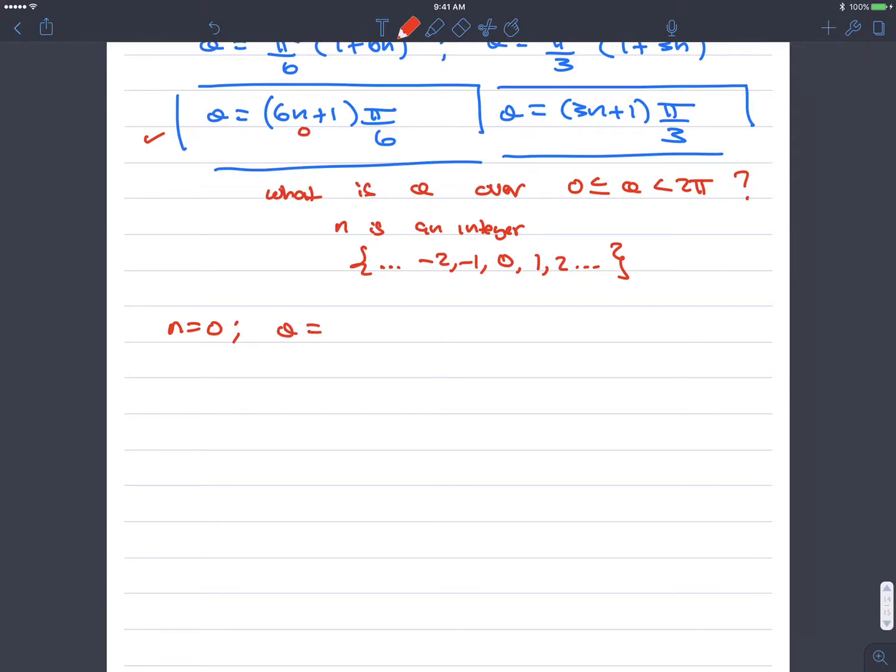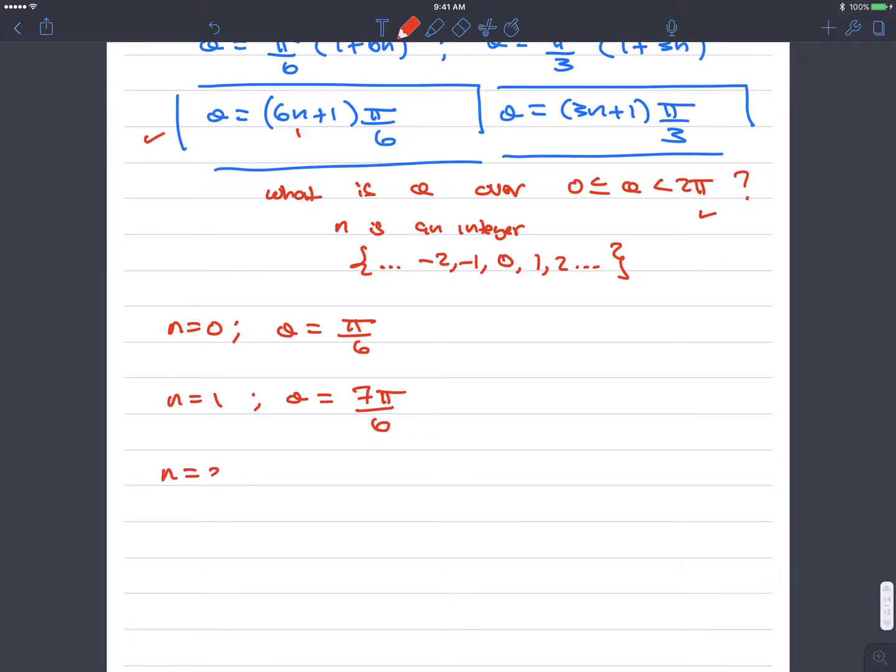Well, 6 times 0 is 0. 0 plus 1 is 1. Solution is pi over 6. That's in my interval from 0 to 2 pi. Is that right? Let's try n is 1 now. If n is 1, what is theta? Replace n with 1. 6 times 1 is 6 plus 1. What do we get? 7 pi over 6. Is that less than 2 pi? It is. Is it positive? It is.